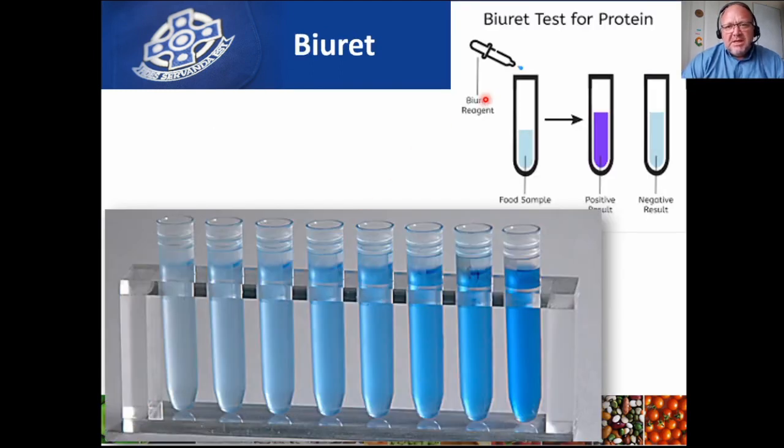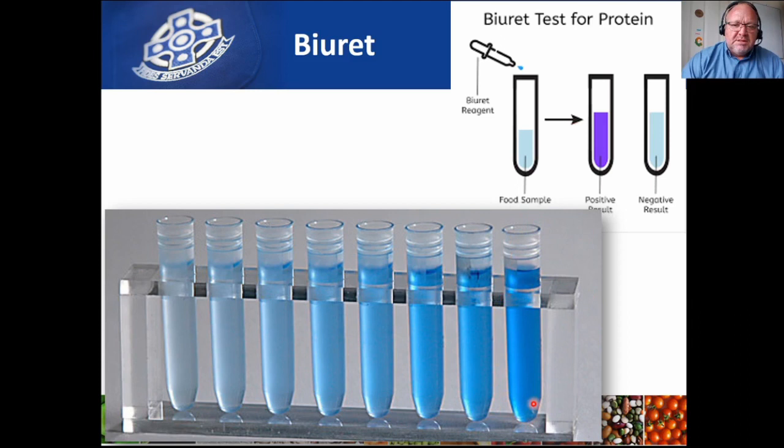The next test is the Biuret test for protein. Okay, the Biuret test for protein. So you start off with the reagent or the liquid that is called the Biuret reagent. It's a specific chemical that we would have given you, and then you add it to your various different mixtures. Now, when you look at it, this is a nice scale. So the darker the blue, the closer you get to purple, the more protein you have in there.